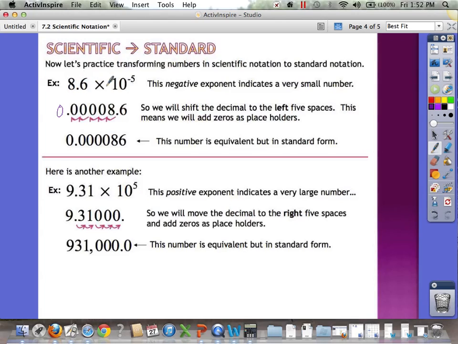This is 8.6 times 10 to the negative 5, which is really 0.000086. Okay? Here's another example, 9.31 times 10 to the 5.